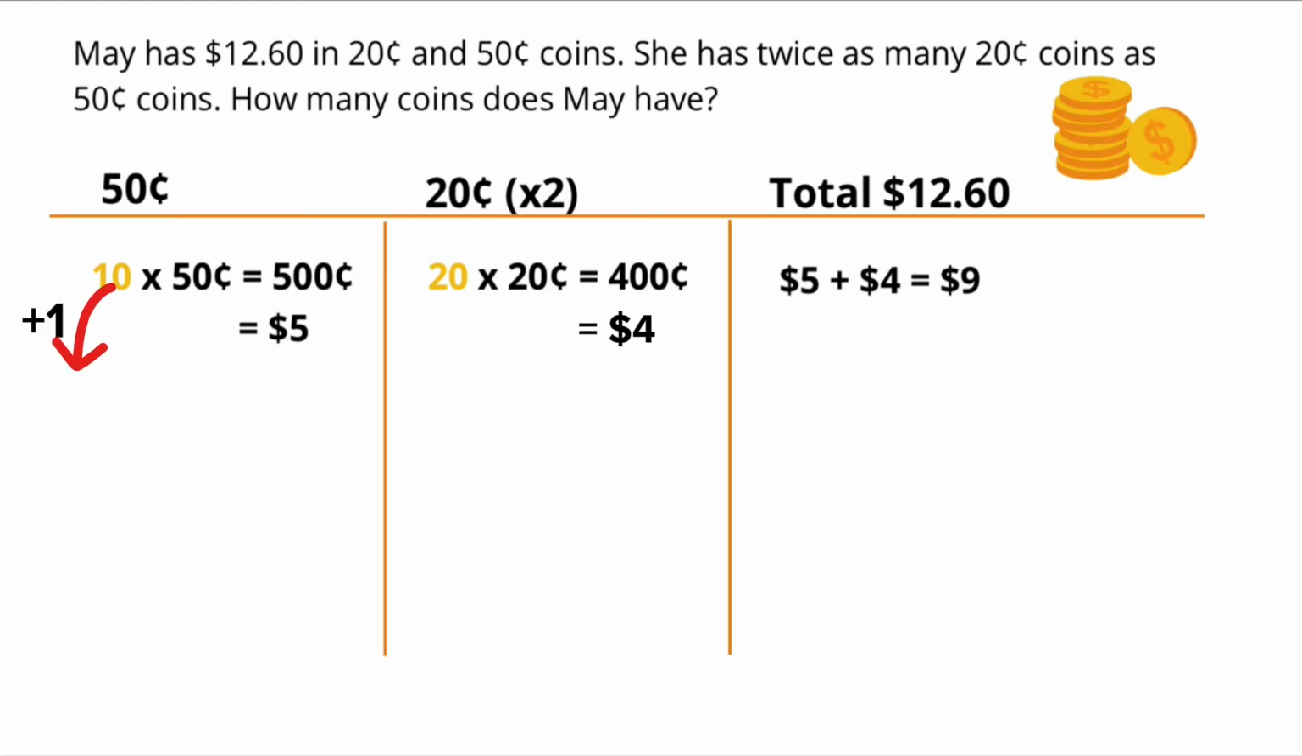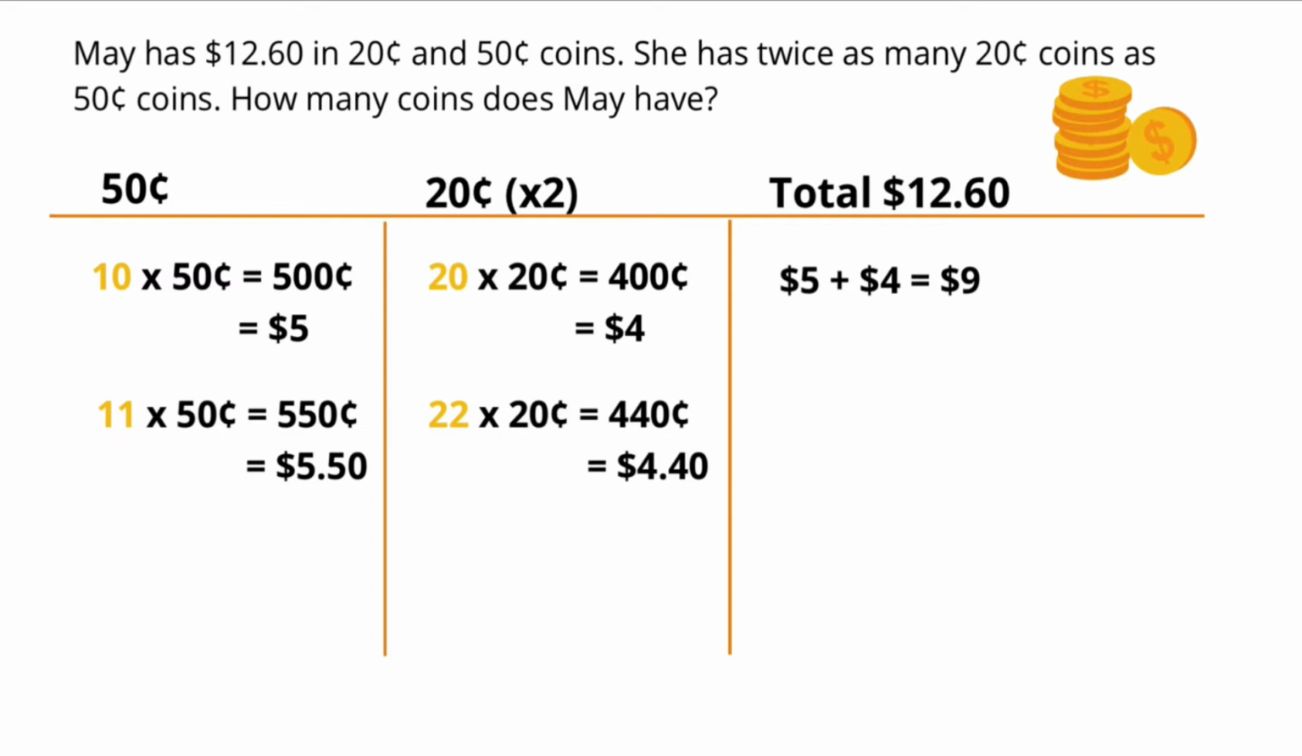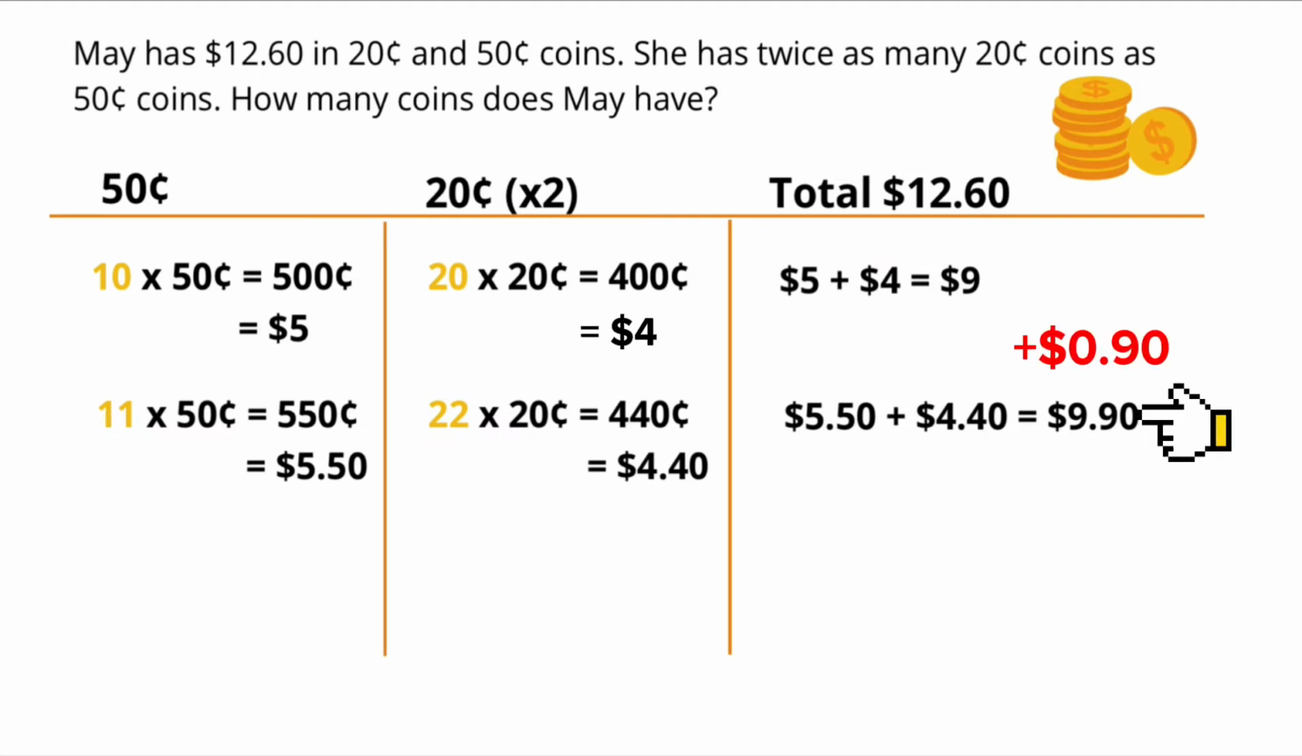So if there are 11 50-cent coins, then 20-cent coins has to times 2, so 22. Then our next guess is just $9.90. Finally, the pattern is here. When we increase this part by 1, then the other part will be increased by 90 cents. You see that? With this pattern, then later on we will know how many steps we need to jump.